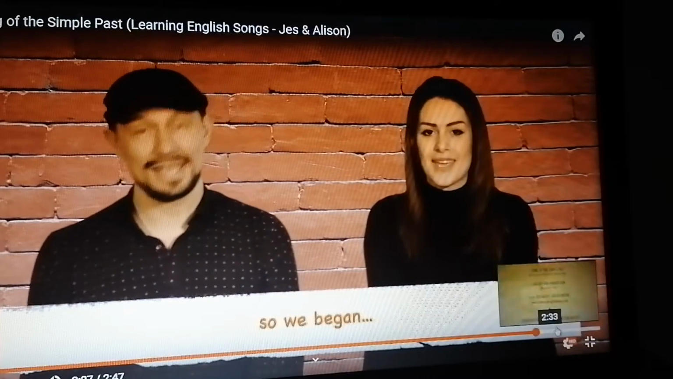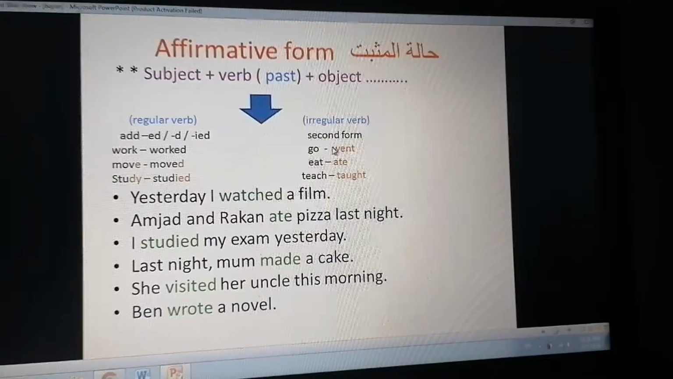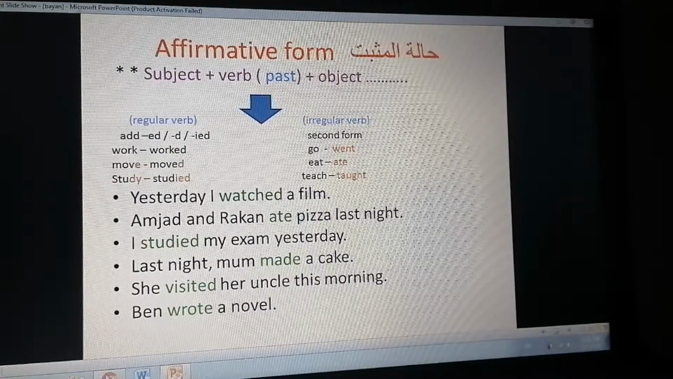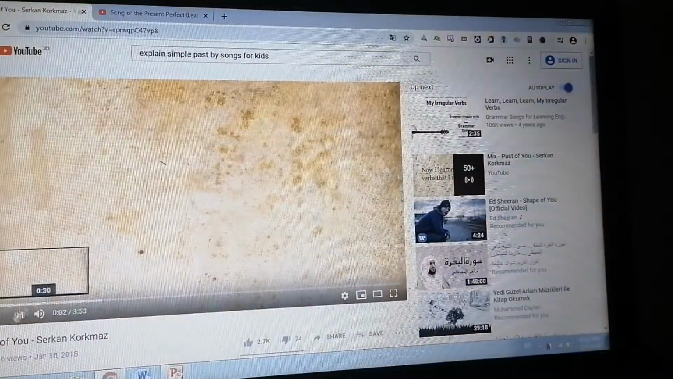In simple past, we talk about structures of sentence in affirmative form: subject, verb in past, and object. Regular verb or irregular verb. We talked about irregular verbs. I have a song about this. Listen carefully, my student. It's very nice.